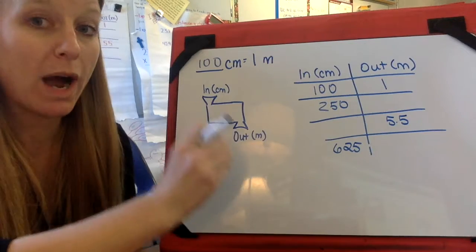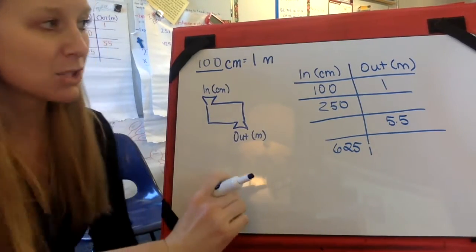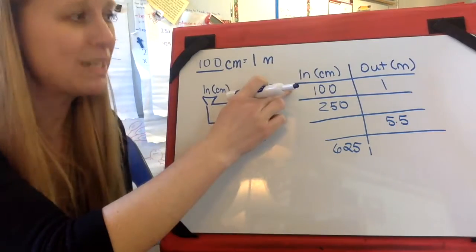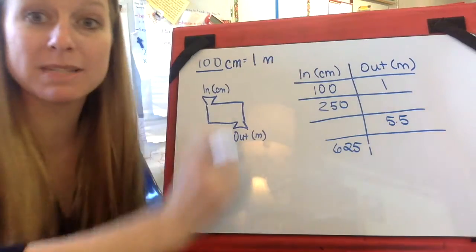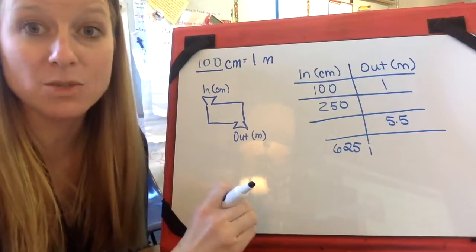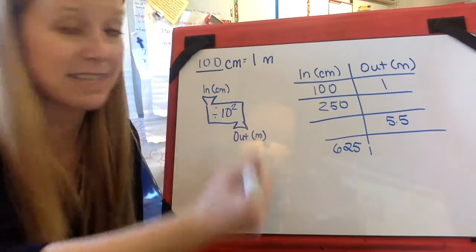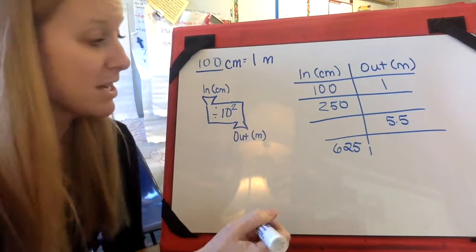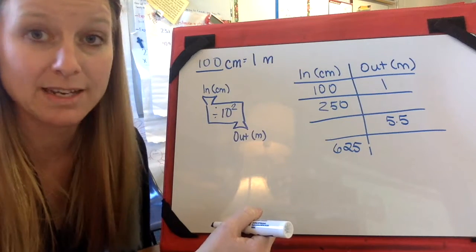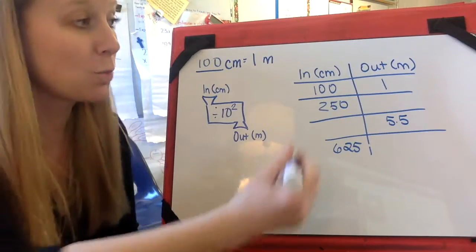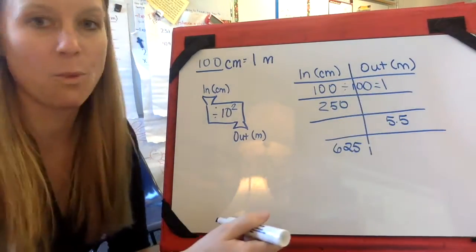That means that while a number is inside this function box, something has to happen to it. So if we look at our table, we see that 100 centimeters goes in our function box and 1 meter comes out of our function box. That means we're actually going to be dividing by 10 to the second power. All right? 10 to the second power actually means 10 multiplied by itself twice. 10 times 10 is 100. So we know that 100 divided by 100 equals 1.